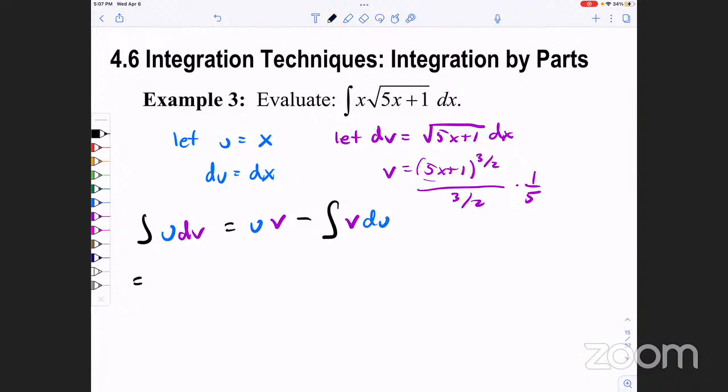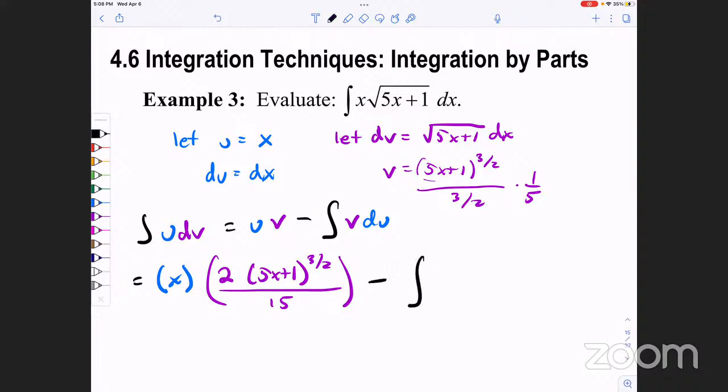So u is going to be x here, and let's keep the colors consistent. So we're going to have x, and our v is all of that. If you flip and multiply, then you get 2 times this 5x plus 1 to the power of 3 halves over 15. Right? So that's our uv. We're going to say minus the integral of v du. Okay, I think we're almost there.